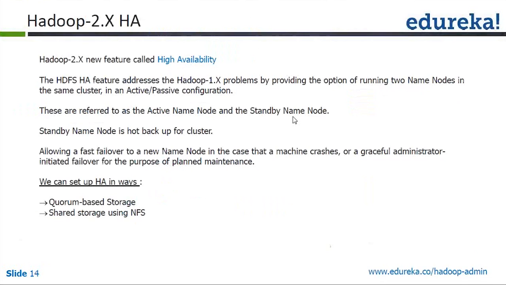Okay, so what are the new features in high availability? The Hadoop distributed file system HA feature addresses the Hadoop 1.x problems, providing the option of running two name nodes in the same cluster in an active passive configuration. These are referred to as the active name node and the standby name node. The standby name node is a hot backup for the cluster, which was a shortcoming in Hadoop 1.0. It allows a fast failover to the new name node in the case that a machine crashes, or a graceful administrator initiated failover for the purpose of planned maintenance.